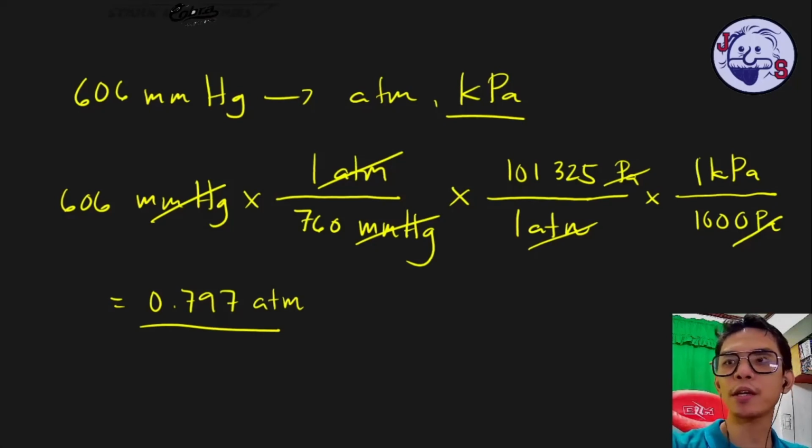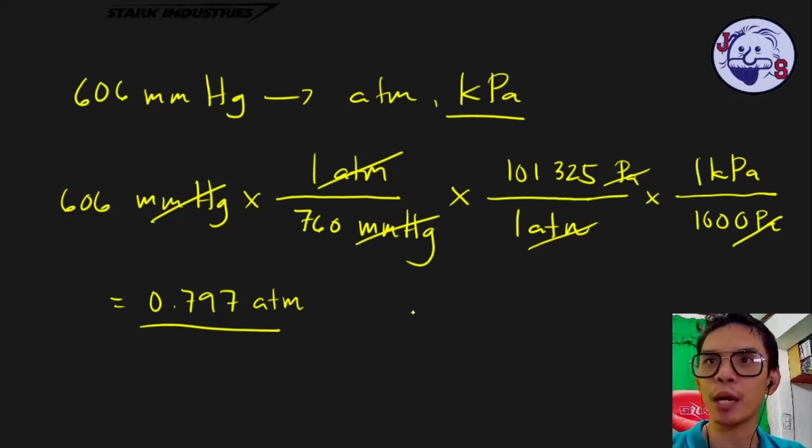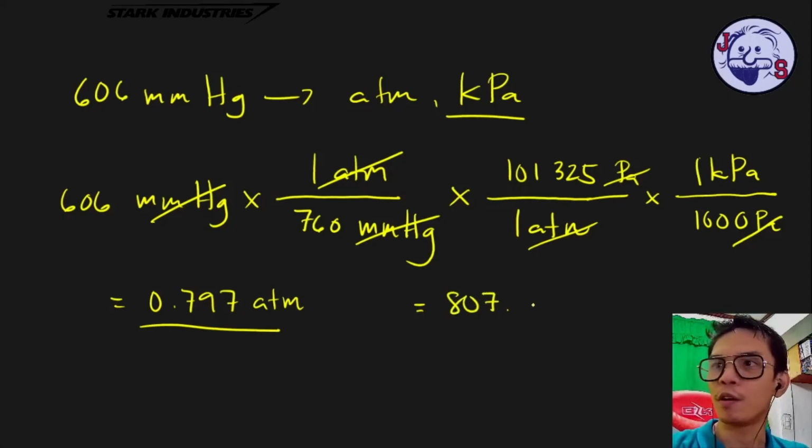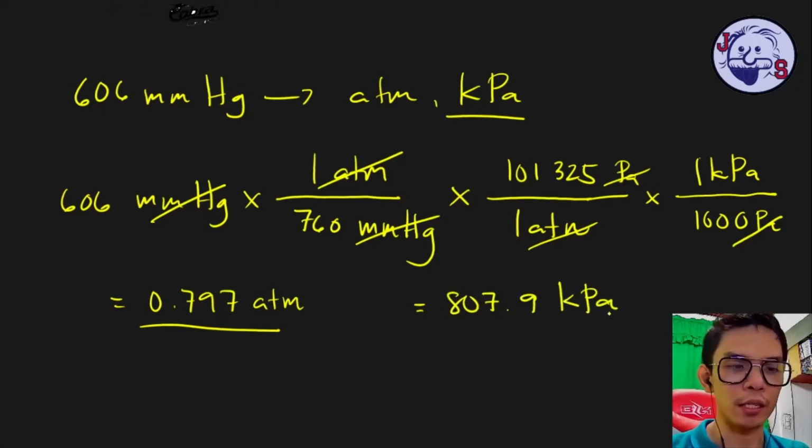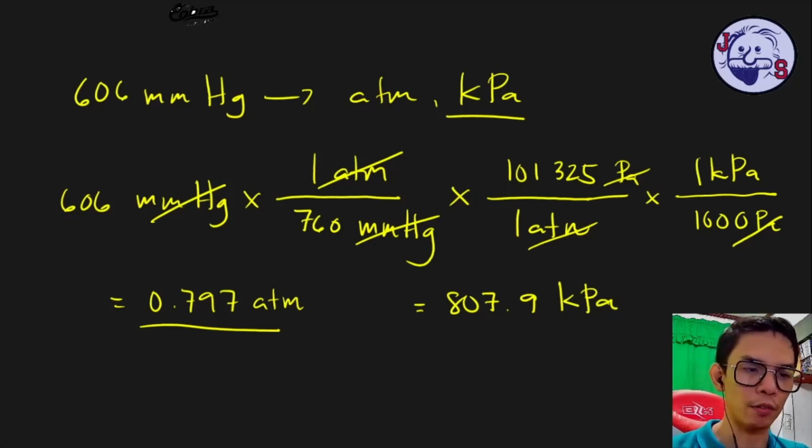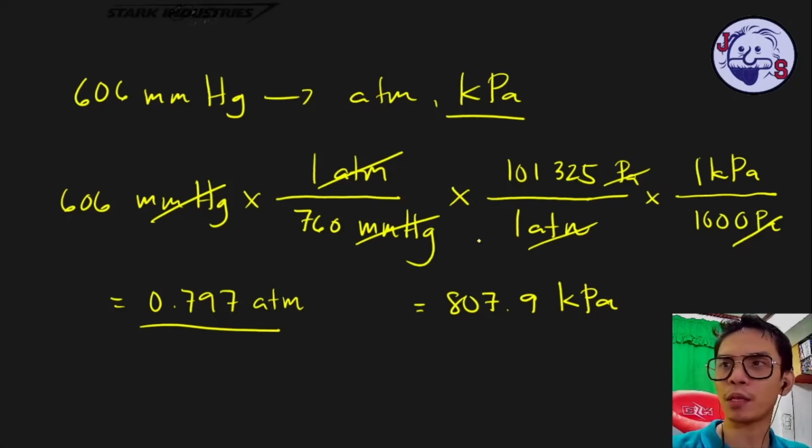Alright, so how many kilopascal do we have right here? We have 807.9 kilopascal. Why 1,000? Why did I divide by 1,000? Sorry, let me repeat the calculation. I divided by 100.